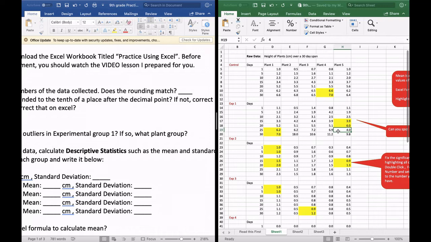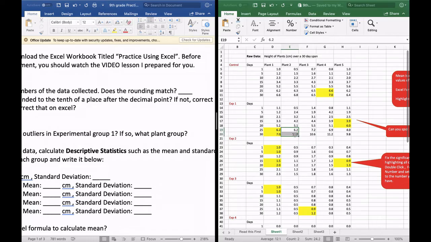Okay? So what do you do with outliers? Well, you can take them out. You can delete them so they don't count if you're not 100% sure that they were indeed a mistake that you made. You can leave them. So it's up to you what you want to do with that outlier.